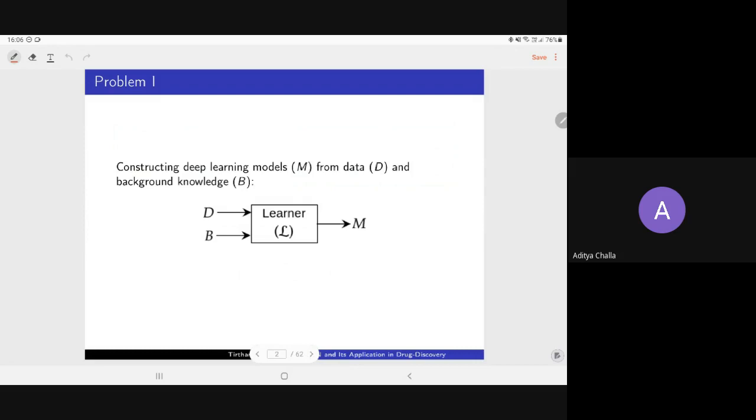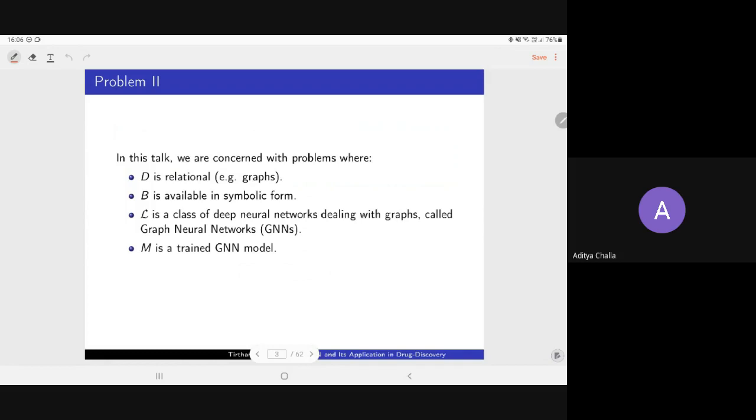Okay, so the broad problem that we are interested in is this. If you know the machine learning, mainly, it takes some data, there is a learner L, and it constructs the model. Now, what we are interested in is constructing model M from data as well as some background knowledge B. Now, in this talk, we are concerned with problems where the data D is relational, for example graphs, and B is available in some symbolic form. It could mean that it is either available in propositional or first order logic form. L is a class of deep networks that deal with such kind of data, in the relational world, call it graphs.